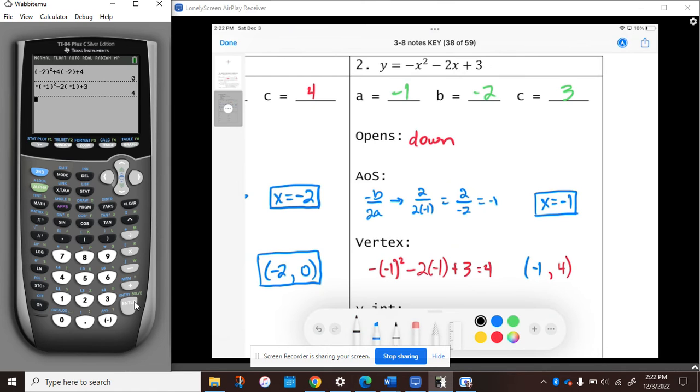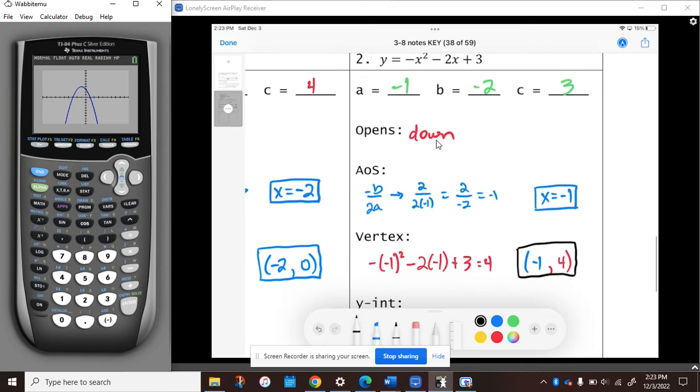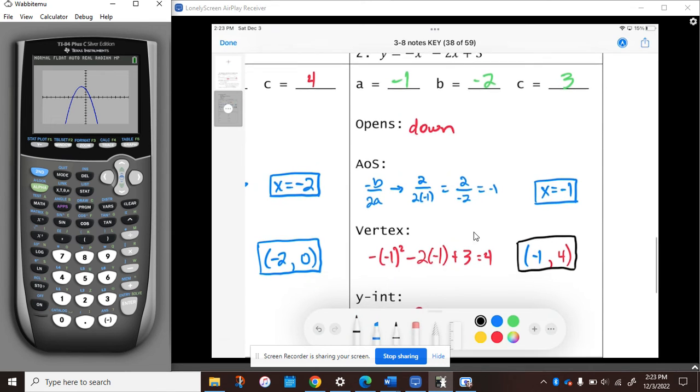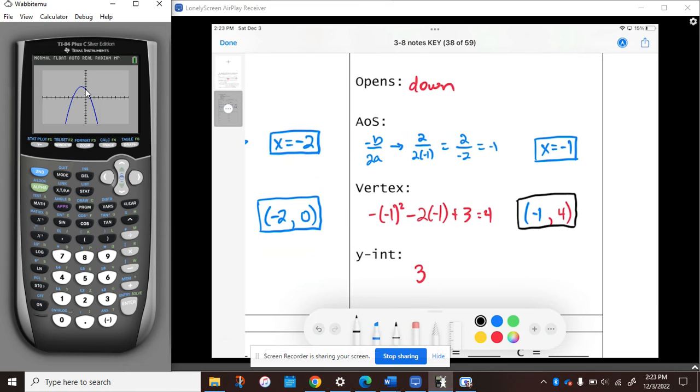Now, I want to show y'all what this parabola actually looks like in the calculator, just to check your work. So this function y equals -x squared minus 2x plus 3, and we're expecting the vertex to be at -1, positive 4. We're expecting it to be an upside down, opening downward parabola, which it is. We're expecting the y-intercept to be at positive 3, which looks about right. It's kind of hard to tell, but I think that's right.